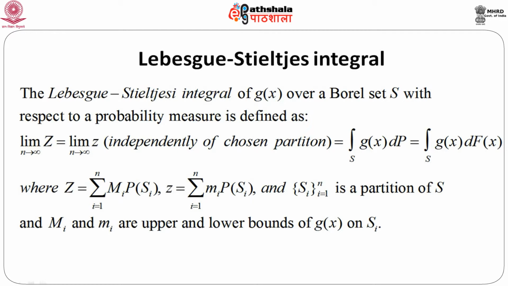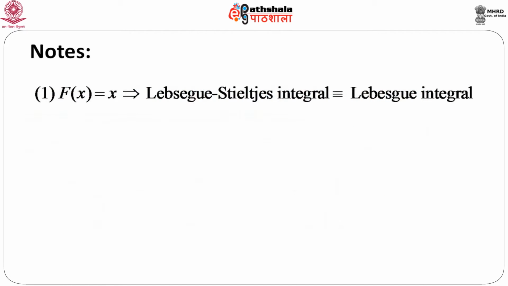So, here again, like the upper Darboux sum, we define capital Z equals summation M_i into P of S_i. This S_i really forms a partition of the entire set S. Similarly, we can define the lower sum, where S_i is a partition of S, and M_i and small m_i are the upper and lower bounds of g(x) on S_i. Then we can define this Lebesgue-Stieltjes integral as the limit of this sum if it exists and if they are equal.